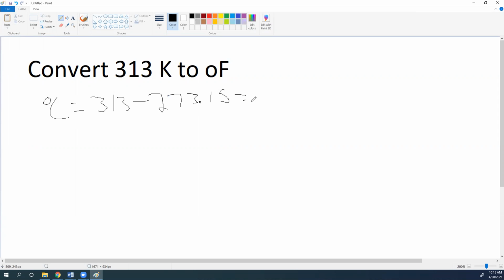I got 40. There is a decimal point after that 0. Now I need to use the second equation. Degrees Fahrenheit equals 9/5 times 40 plus 32.